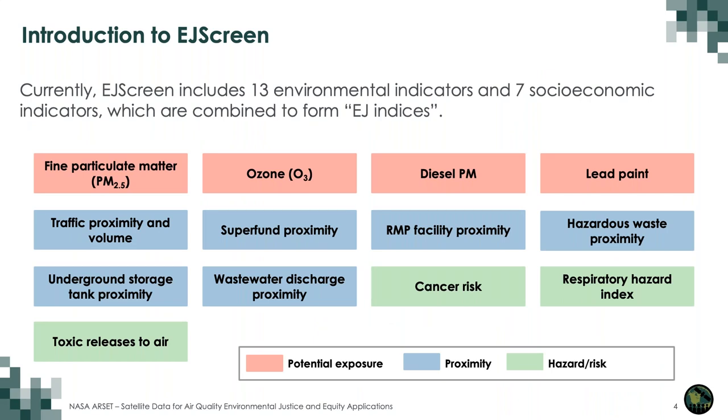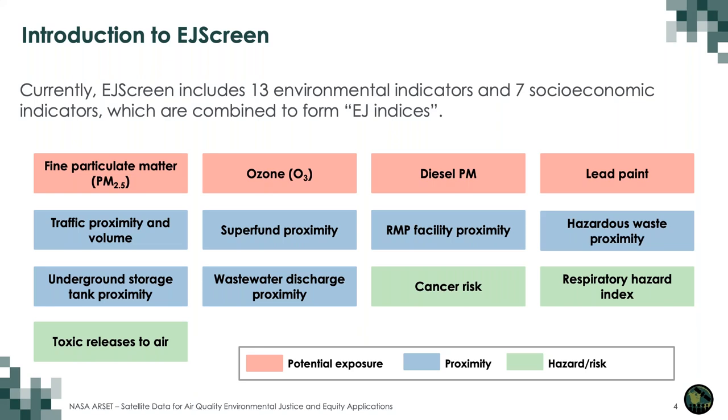Currently, EJScreen includes 13 environmental indicators, such as fine particulate matter concentrations, ozone concentrations, Superfund proximity, proximity to wastewater discharge, and many more shown on this slide. There are also 7 socioeconomic indicators that I haven't shown today on the slide for the sake of time, but they include fields like percent people of color, percent low income, unemployment rate, and others.